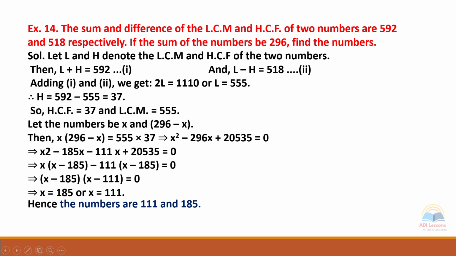We know product of two numbers is equal to product of their LCM and HCF. So x square minus 296x plus 20,535 equal to 0. So ఈ ఈక్వేషన్ మనం స్ప్లిట్ చేసినట్లయితే x వాల్యూ 111 and 185గా వస్తుంది.